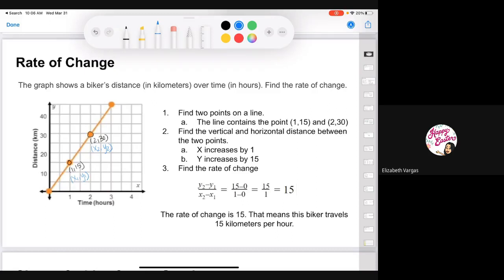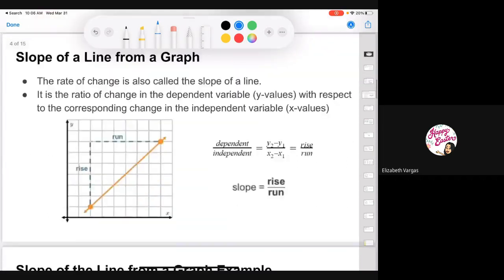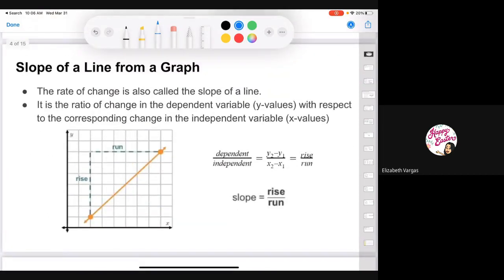All right, any questions about this? Questions, concerns? No? Okay. We also have what is known as the slope of the line. The rate of change is also called the slope of a line. We find the slope whenever we have a linear function and we want to find the slope of that line. It is the ratio of change in the dependent variable with respect to the corresponding change in the independent variable. Very much like rate of change, you use the same equation. Slope is also sometimes called rise over run, where you just identify how the rise acts in relation to the run.